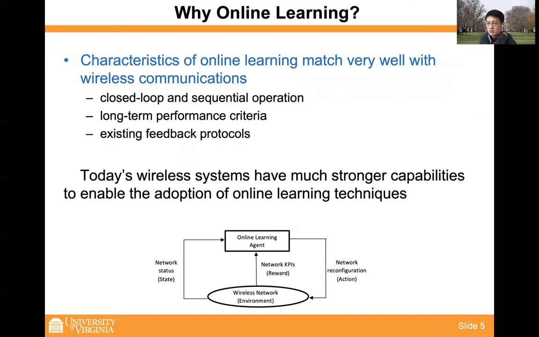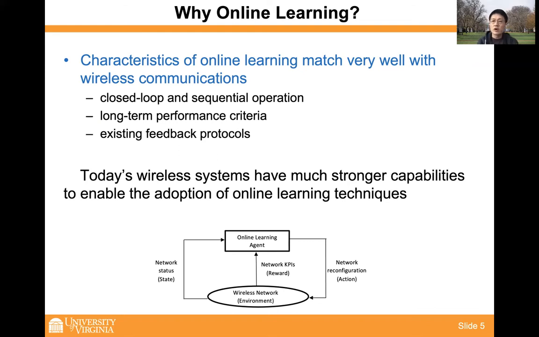Okay, so with the introduction of online learning, now let me explain a little bit why we should consider online learning for these wireless communication problems. First of all, the characteristics of online learning match very well with wireless communications. In wireless communications, often, especially in certain network management, let's take that as an example, we have a closed loop situation and we have sequential operations.